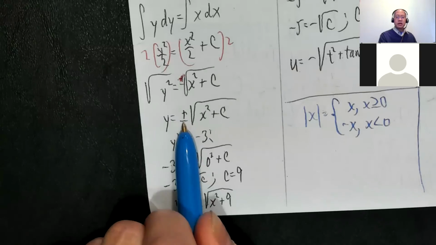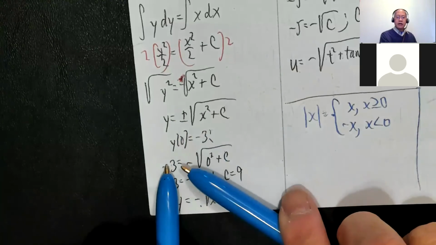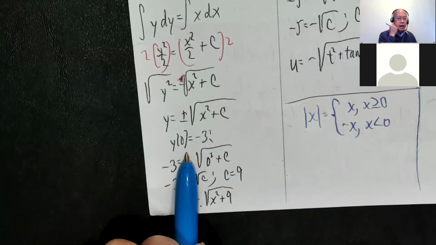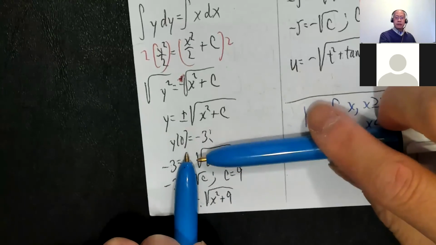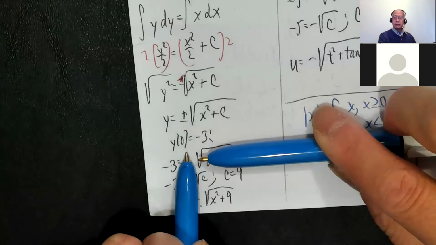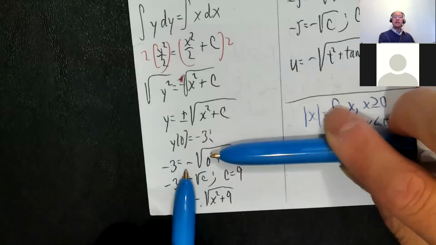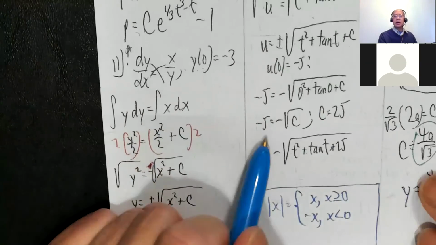I had a choice of plus or minus. But now once they say y of 0 is negative 3, so I know negative 3 is on this side. Behind my pen, I have a choice of either the positive or the negative. Maybe it's better if I just cover it up. Negative 3 equals square root, blah, blah, blah. Impossible. Unless instead of a positive, there's a negative in front. So that's why I keep the negative and not the positive.